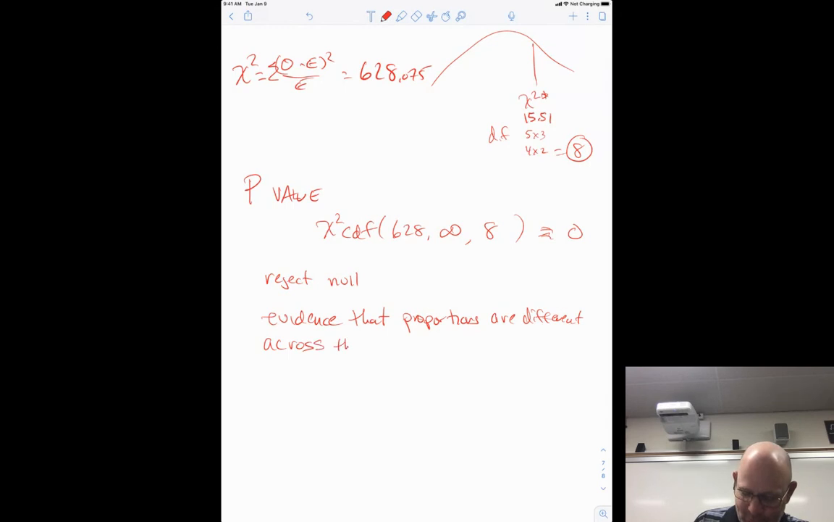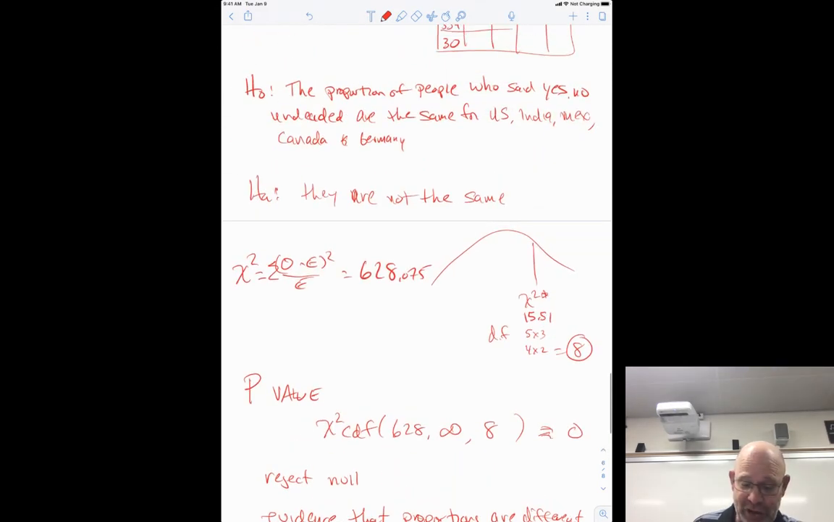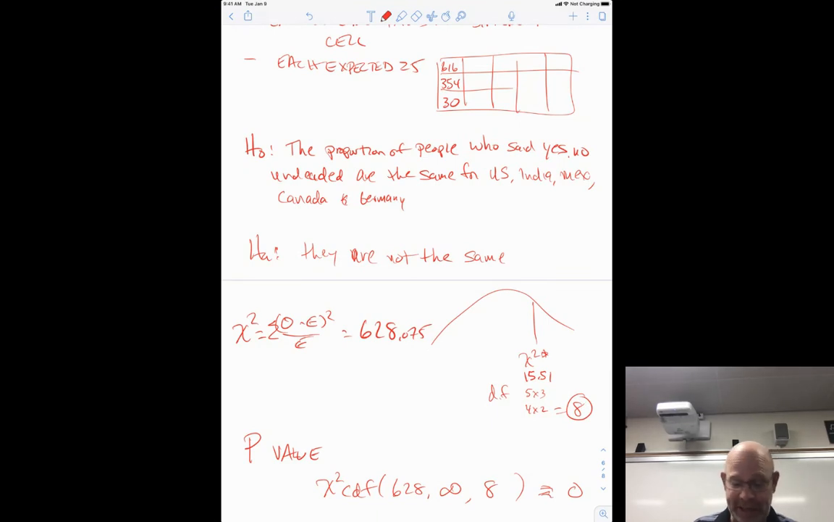You could use the same wording that I used at the beginning. You could just say there is no evidence that the proportion of people who said yes, no, undecided are the same for US, India, Mexico, Canada, and Germany. Sometimes I like to shortcut a little bit, so I'm not writing so much, but either way. And again, I'll show you a quicker way to do the math in class. But for now, you've got to do cell by cell. And again, most of the problems have like 6 cells, 8 cells maybe. It's pretty unusual to get 15 cells. But that's the beauty of those lists, right? You can use those lists to at least do the math for you.